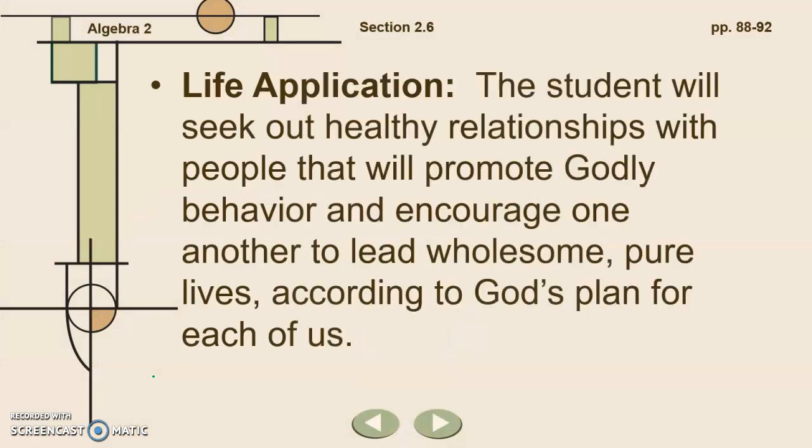Our life application for our unit is this. The student will seek out healthy relationships with people that will promote godly behavior and encourage one another to lead wholesome, pure lives according to God's plan for each of us.